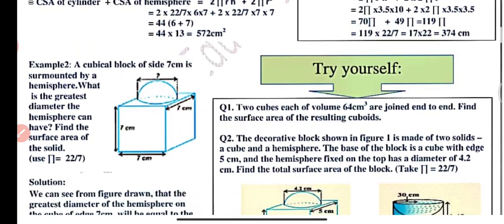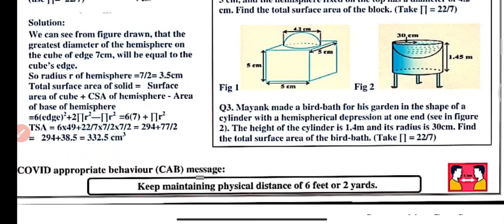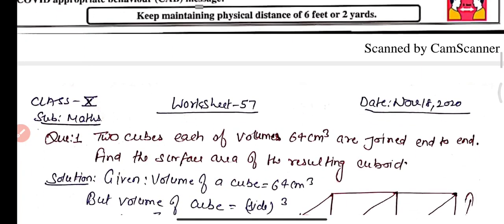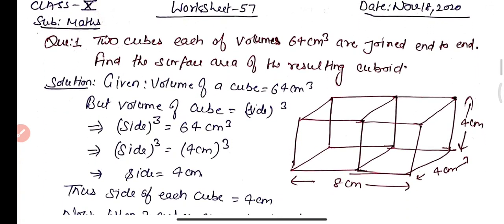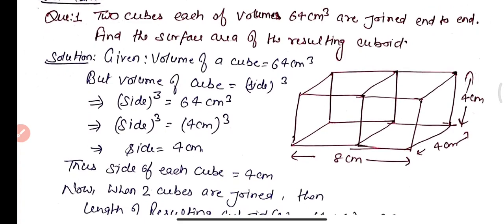So now we have practice questions you can see on the screen. So let's move ahead for the solution part. Two cubes each of the volume 64 cm cube are joined end to end. Find the surface area of resulting cuboid. So we are having two cubes each of volume 64 cm cube. So first of all we will find the edge of each cube, then we will join these two cubes end to end, then we will find the surface area of the resulting cuboid.